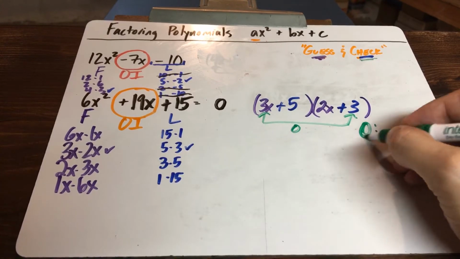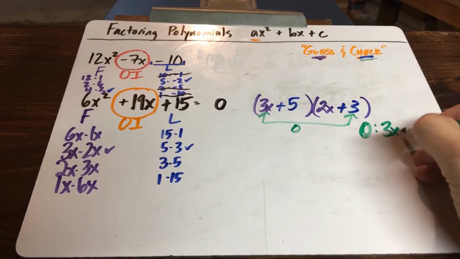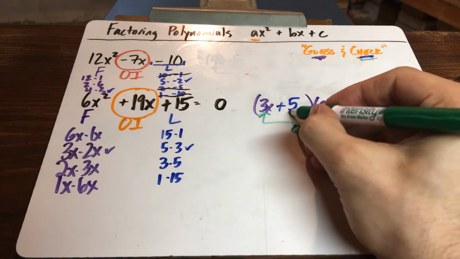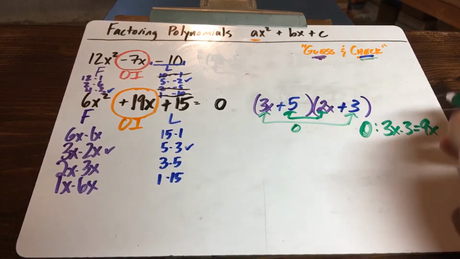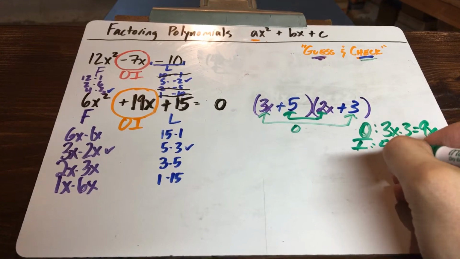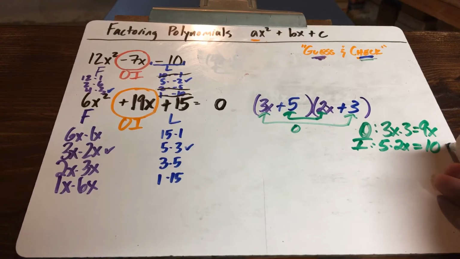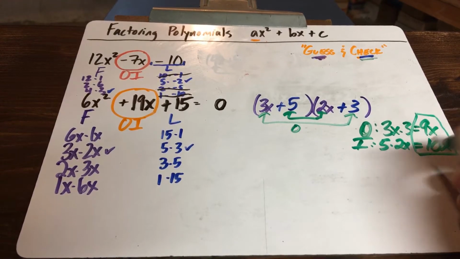And actually, this green marker is not writing very well. 3x times 3, that's 9x's. There we go. Now it's working. The I, the inner terms right here in the middle, that is positive 5 times 2x. So I'm going to check the outside, I'm going to check the inside, and look what I get. I get 9x and 10x.